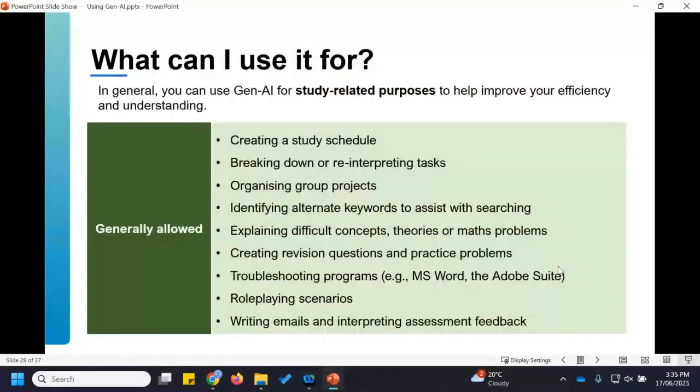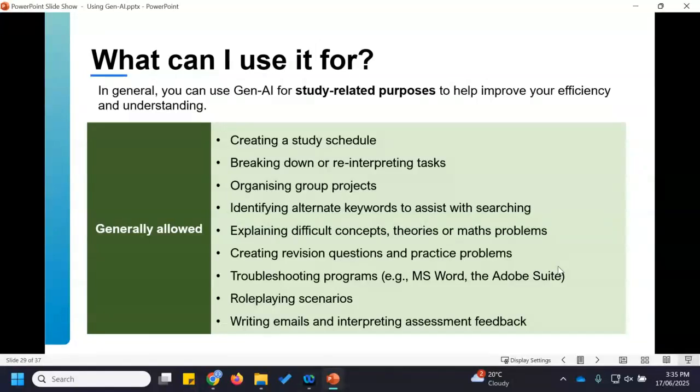So what is generally allowed? Again, anything that's personal to you. So creating a study schedule for yourself, breaking down tasks, organizing group projects, identifying alternate keywords to assist with searching. So you're not asking the AI to do the search for you, you're asking it for keywords, which you can then use to go and do your own search, either in the catalogue or a database.